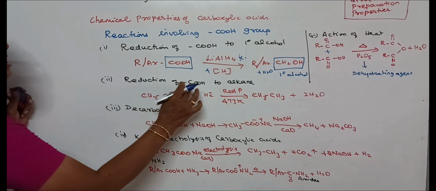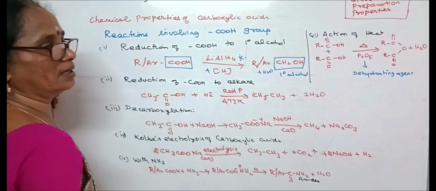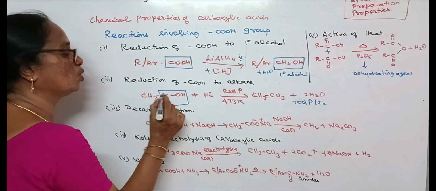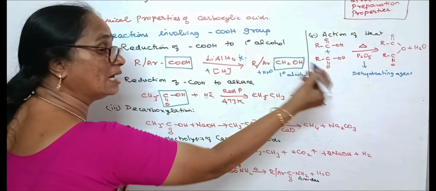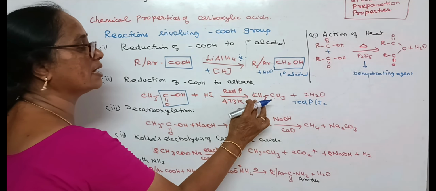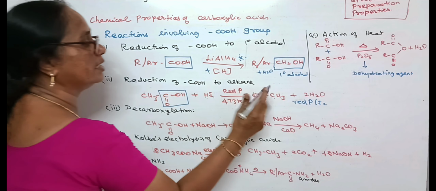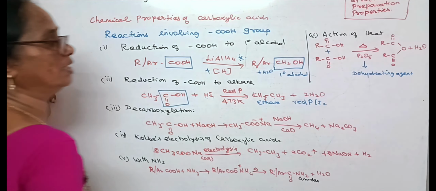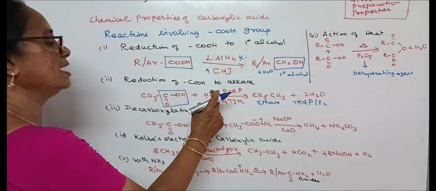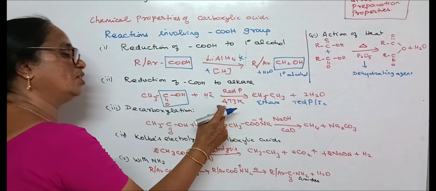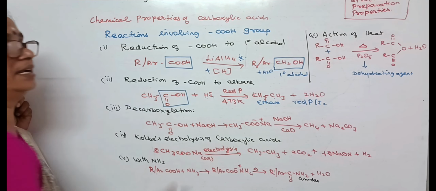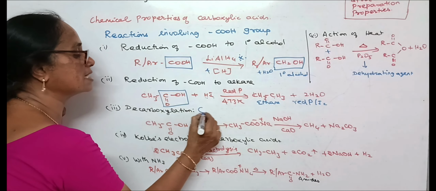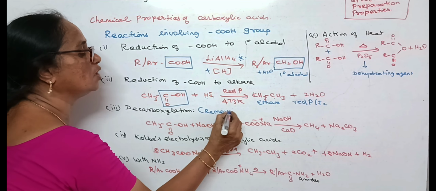The next one, reduction of carboxyl into alkane. Hydrogen iodide reduces the COOH group completely into a methyl group. So we are getting ethanoic acid into ethane. So carboxylic acid can even be converted into hydrocarbon by reduction with red phosphorus at 473 Kelvin with hydrogen iodide. And decarboxylation. Decarboxylation involves removal of CO2 group.